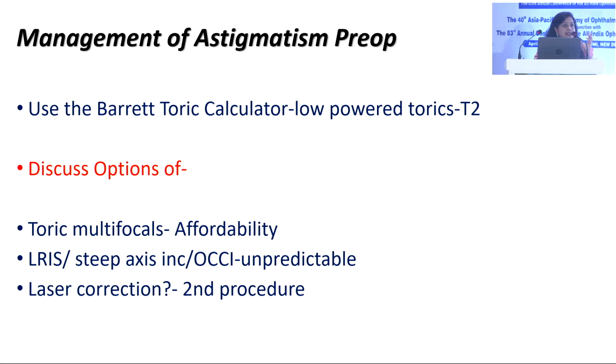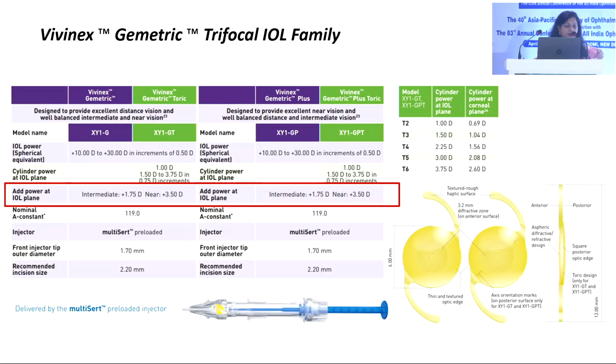If the patient has an astigmatism, instead of thinking of what would be the threshold, what we usually do is just put in the K1, K2 on the online Barrett-Toric calculator, and then that decides for us whether the patient needs a low-powered toric or we go ahead with a non-toric. And in case the patient has astigmatism, you also discuss the other options of a toric multifocal or LRIs, and if there is a residual astigmatism, you can always do a laser correction as a secondary procedure.